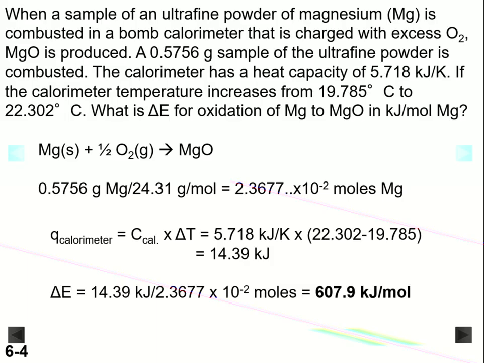Based on this, then, we can calculate our molar heat release. So here we have 14.39 kilojoules for 2.3677 times 10 to the minus 2 moles, or 607.9 kilojoules per mole. That number is fairly close to the enthalpy of formation of magnesium oxide, which it should be, as we would see from the reaction above.